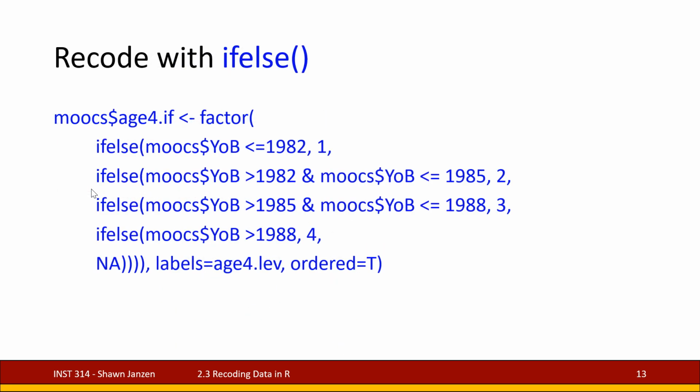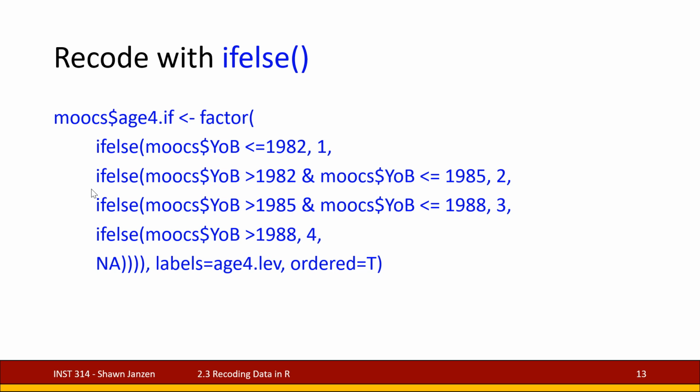Another way we can do this is with the if-else function. It works similarly to most if-else type statements that you might do in Excel or others. The basic logic is you say, if this, and you give some criteria, then what do you do if it's true? And what do you do if it's false? So in this case, I start with an if-else. If your year of birth is less than or equal to 1982, make it a number 1.